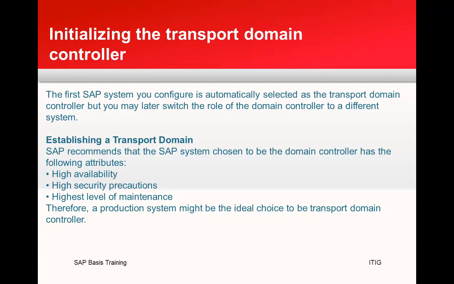Establishing a transport domain. SAP recommends that the SAP system chosen to be the domain controller has the following attributes. It should have high availability, high security precautions, and the highest level of maintenance. It could be a production system because it's more secure. So therefore a production system might be the ideal choice to be the transport domain controller.